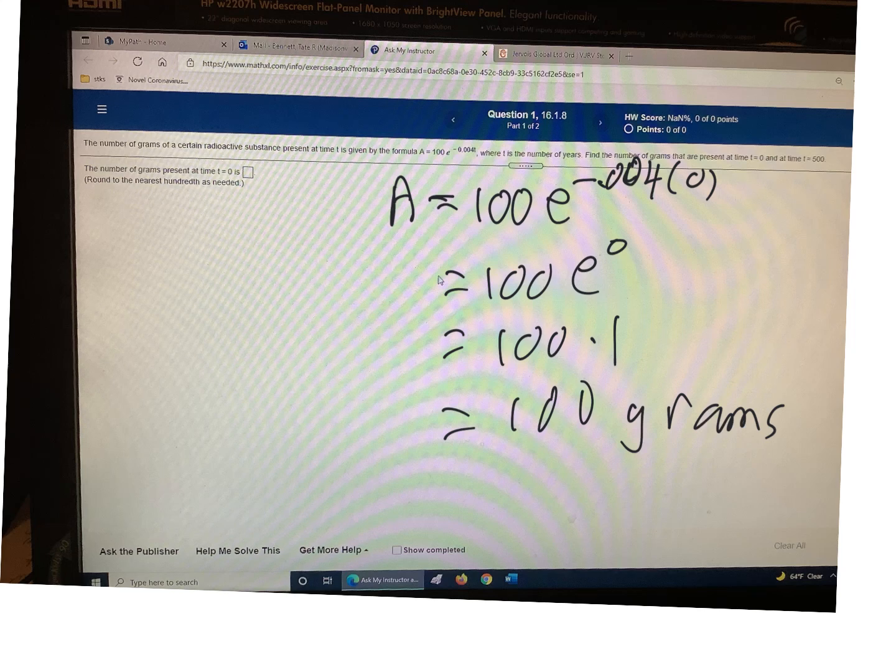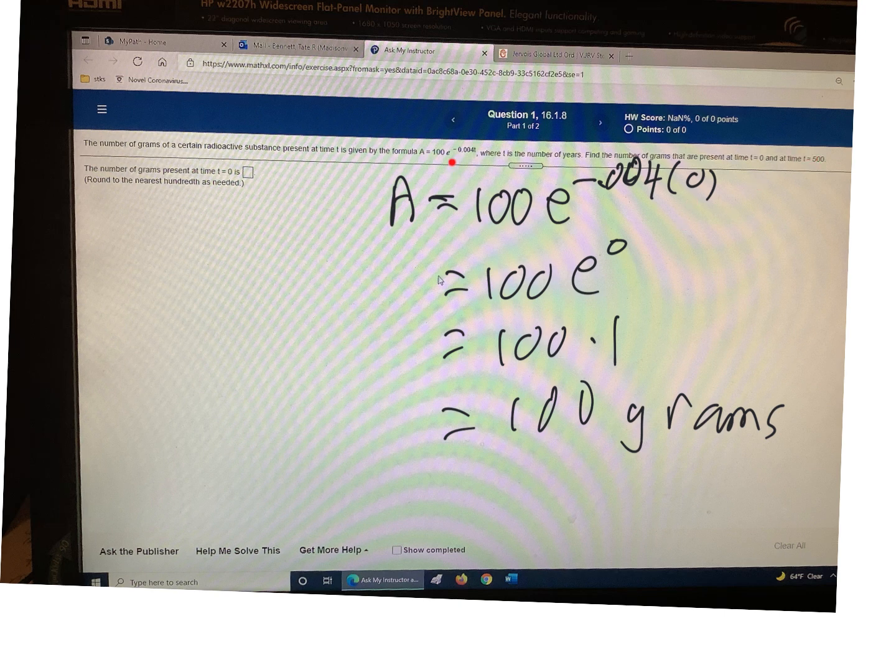I got your question in the email. The number of grams of a certain radioactive substance at present time t is given by this formula here: A equals 100 times e to the negative 0.004 t, where t is in years. Find the number of grams that are present initially, at time equals 0, and then at 500.